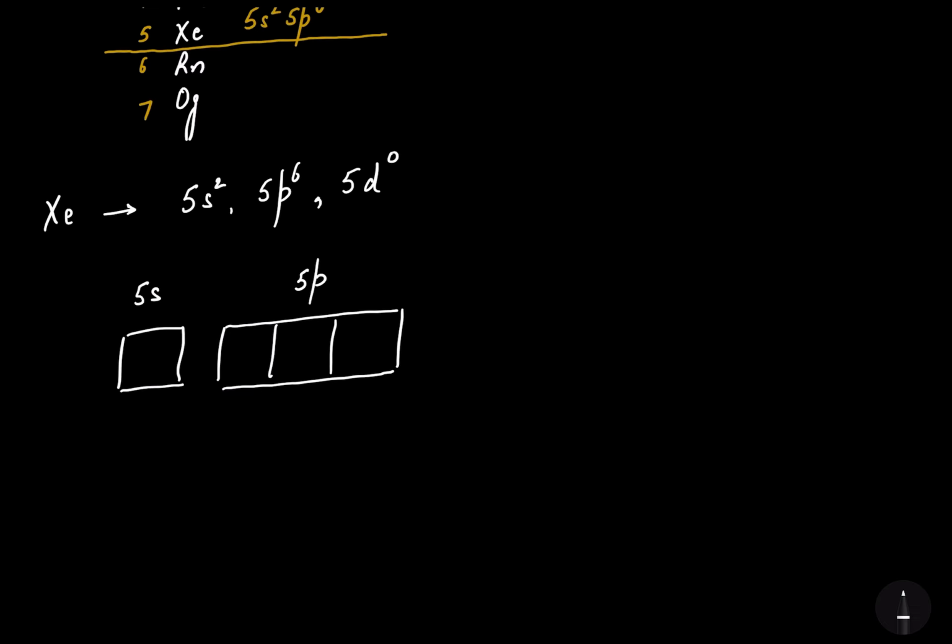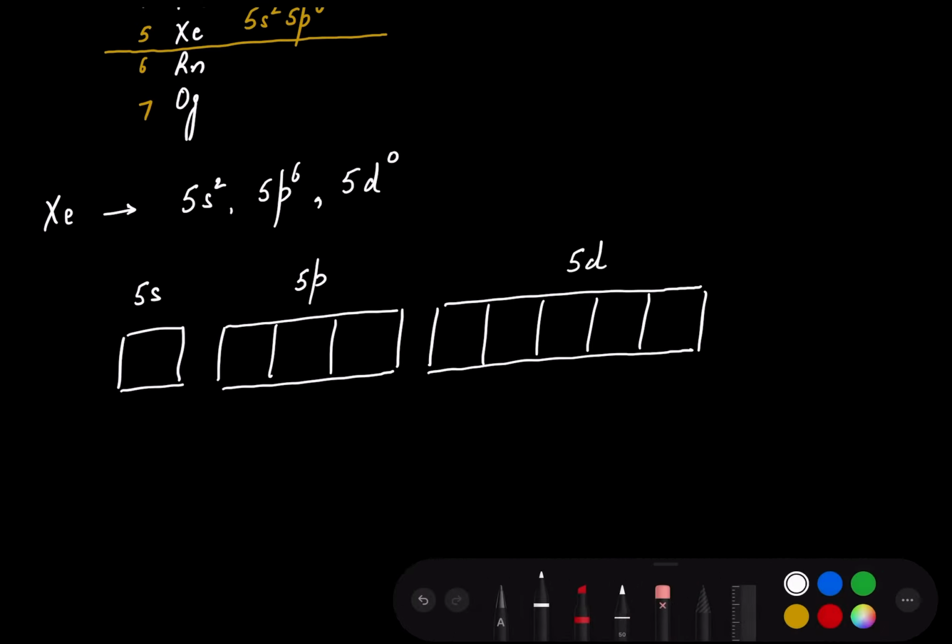Now let's talk about the 5d. In case of the 5d subshell, we have a total of 5 degenerate orbitals, the orbitals with equal energies. So in 5d we are having a total of 5 degenerate orbitals. Now, let's fill the electrons in all the orbitals according to the electronic configuration of xenon.